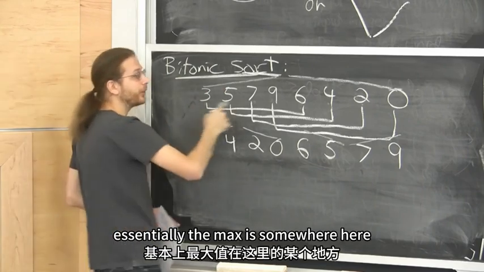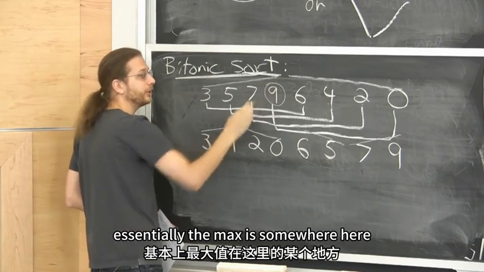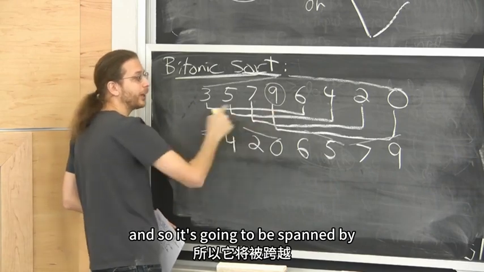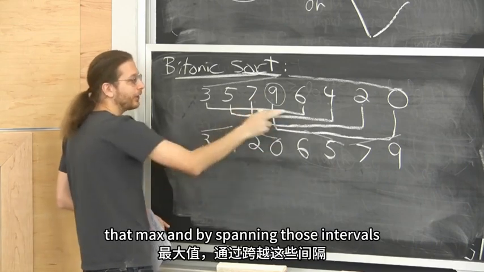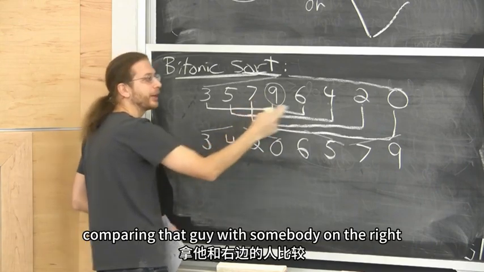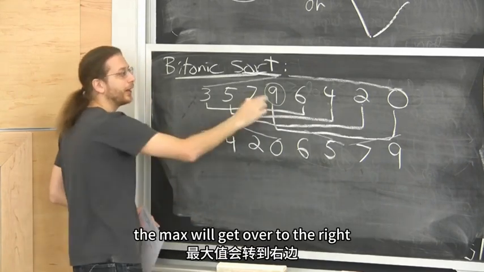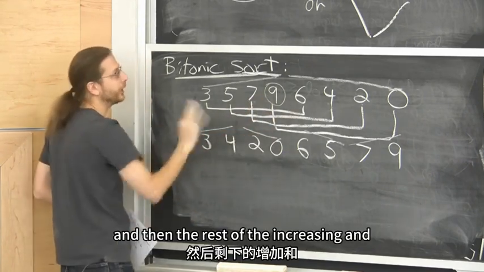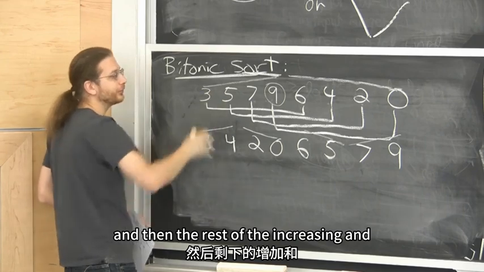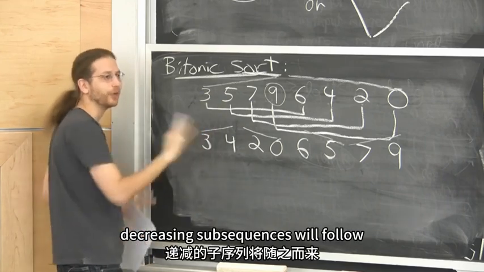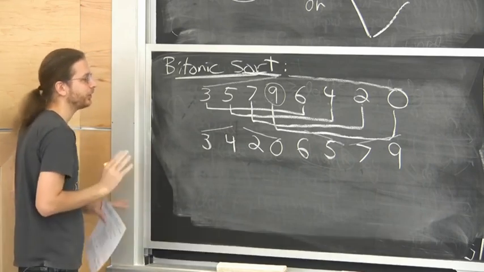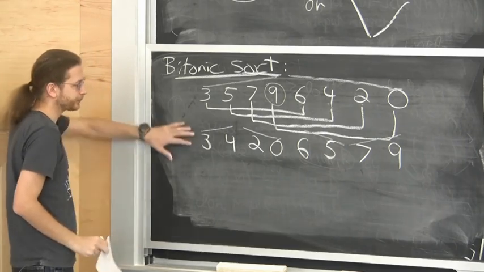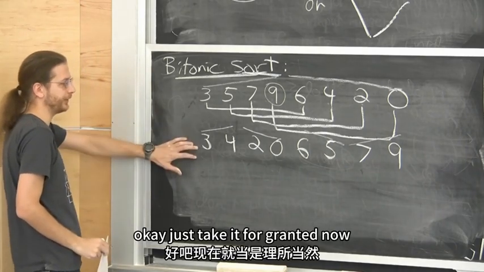Essentially, the max is somewhere here, and so it's going to be spanned by some of these intervals, that max. And by spanning those intervals, and in particular comparing that guy with somebody on the right, the max will get over to the right, and then the rest of the increasing and decreasing subsequences will follow. It's a very hand-wavy argument. You can see CLRS for a way to prove that. Okay, just take it for granted now.